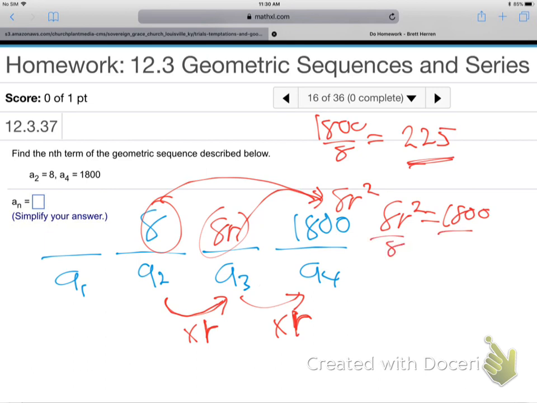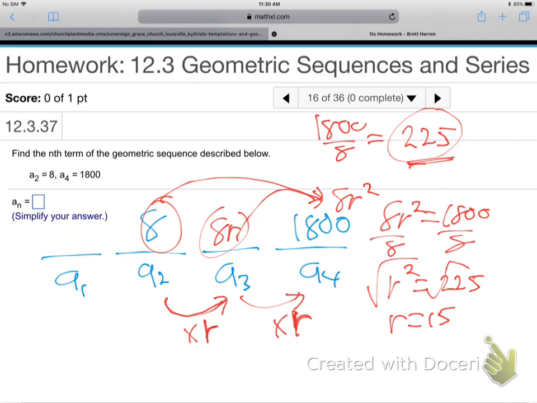Then divide by 8. We get R squared. See, this is R squared. This is R times R, in other words. So square root it. And R is 15. Does that make sense? So we used a variable, in other words. Does that make sense how I did that?